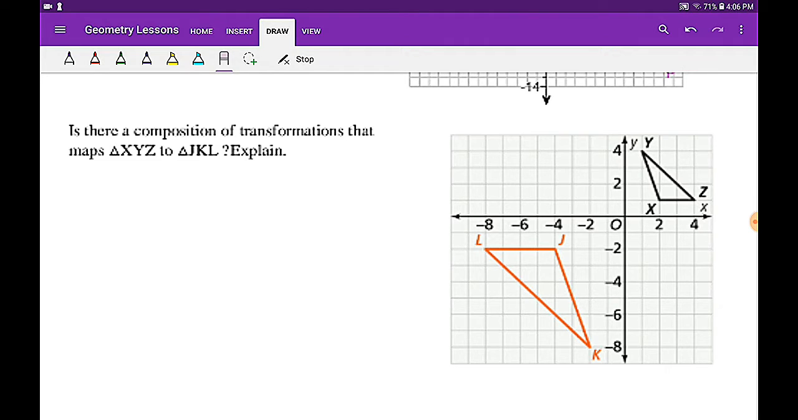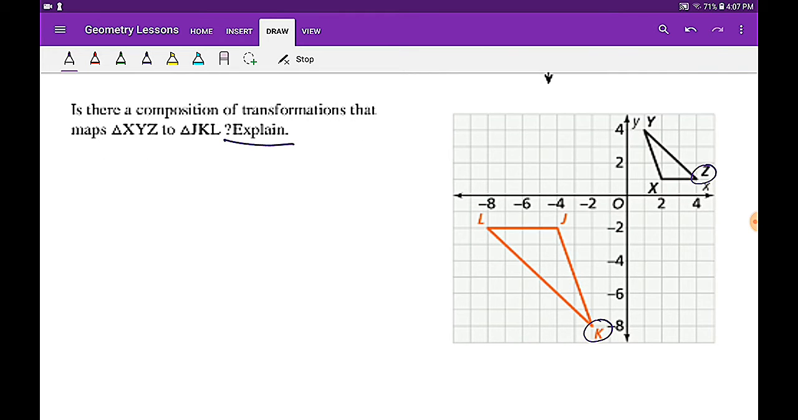Is there a composition of transformations that maps triangle XYZ to triangle JKL? Explain. Now, story, okay? When you're asked to explain, you tell a story. All right, so that's what we do. So now, let's help ourselves with identifying our correspondence. It's going to be X, Y, Z right here, and we want it to map onto J, K, L.